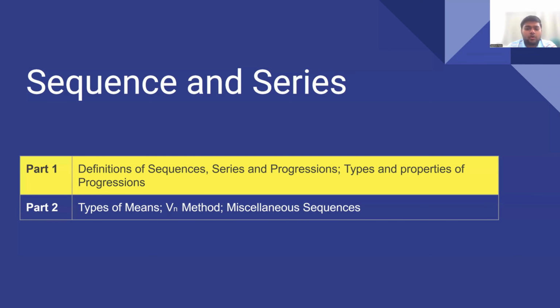So after knowing about indices and surds, let us now look at the topic which generally does not come directly, but its application is necessary to solve at least 2 to 3 questions in any CAT exam. Yes, we are talking about sequences and series, and let us look at some of the basic concepts in this first part, which are definitions of sequences, series, and progressions, and some of the properties of progressions that you should remember. So let us quickly jump into the concepts.